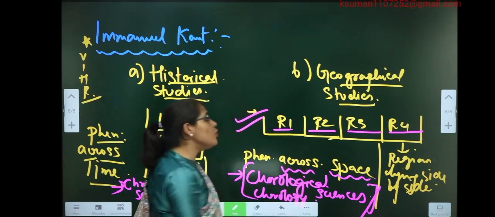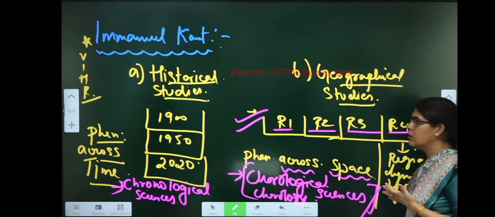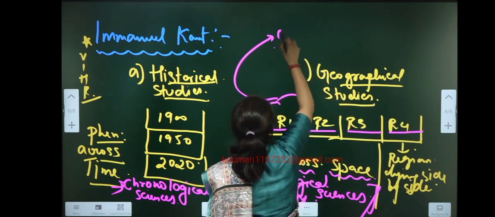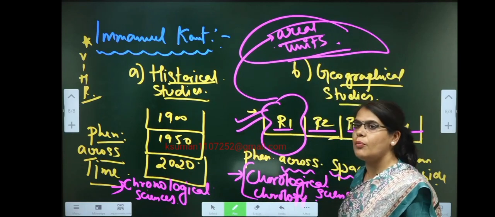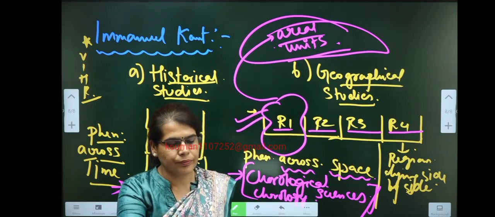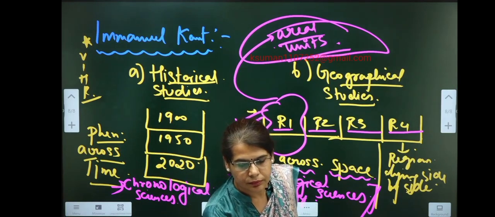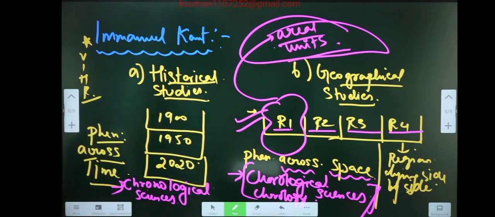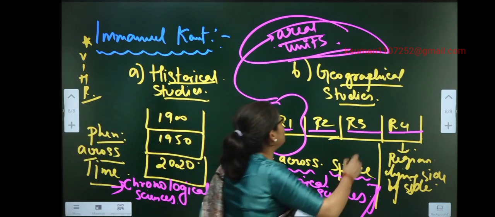So he differentiated chronology from chorology. Now these small units where we are studying the interrelationship of phenomena are called the areal units. So write down: Immanuel Kant for the first time differentiated between chorology and chronology. Chorology versus chronology.